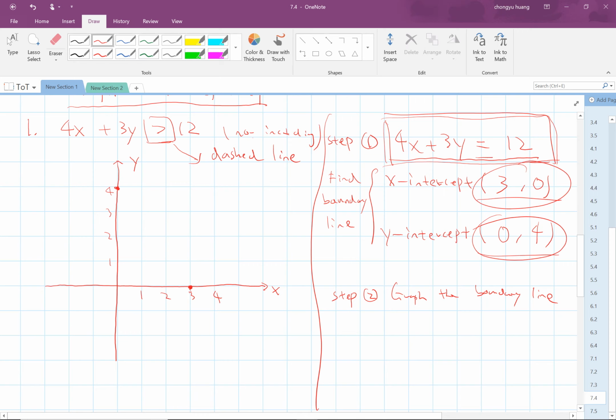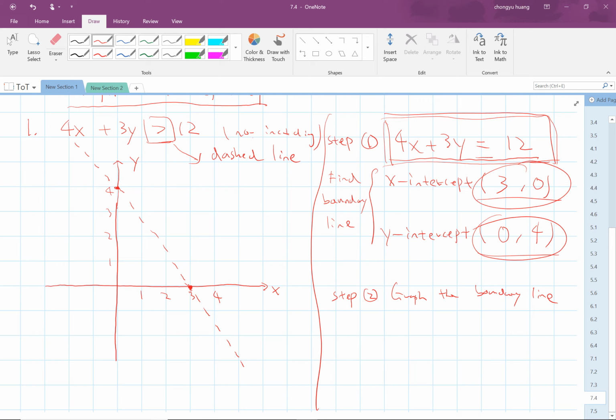Okay, so now we have to draw a dash line. A dash line is something like this. It doesn't have to be really exact, it doesn't have to be perfectly fitted, but let me try my best to draw the best line. So you're drawing something like this. Now we have already completed the second step, right?